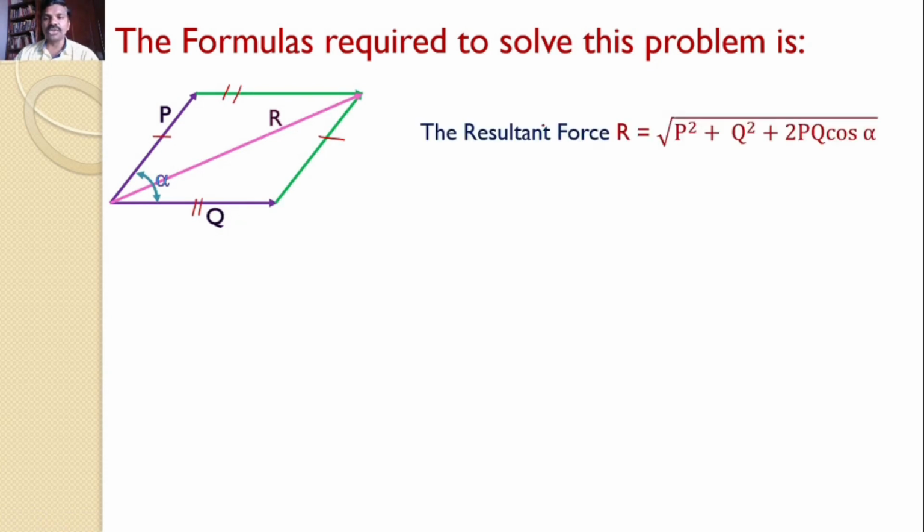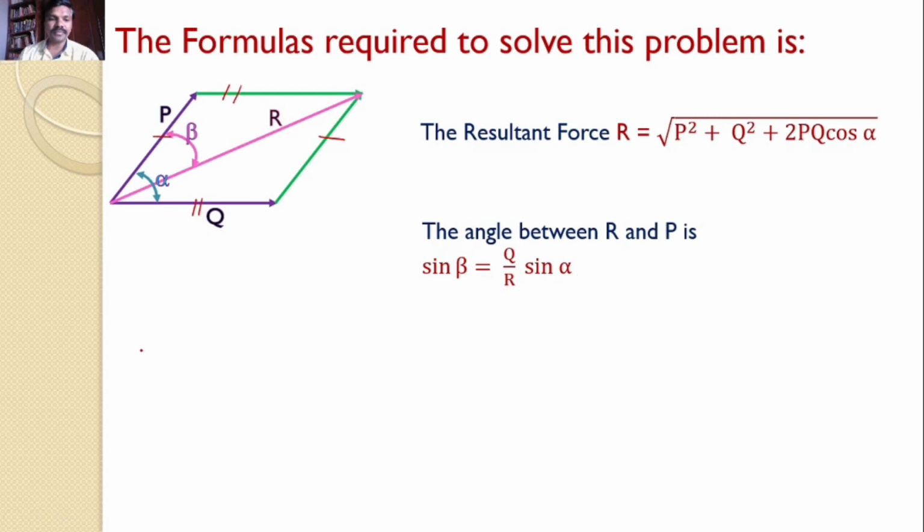And that resultant force is given by the equation R is equal to the square root of P square plus Q square plus 2PQ cos alpha. Let the angle between one of the forces, P, and the resultant force R be beta. And this beta is given by the equation sin beta is equal to Q by R into sin alpha.